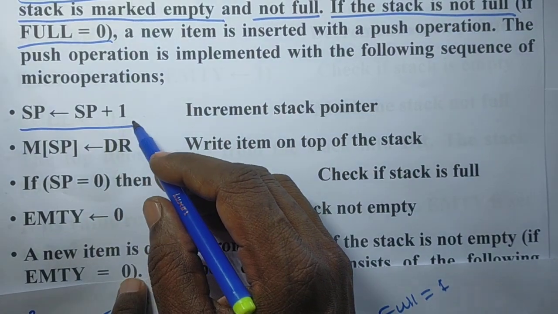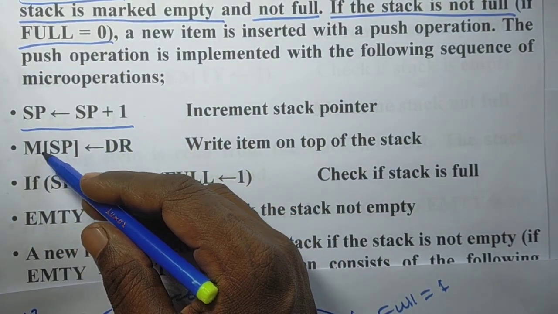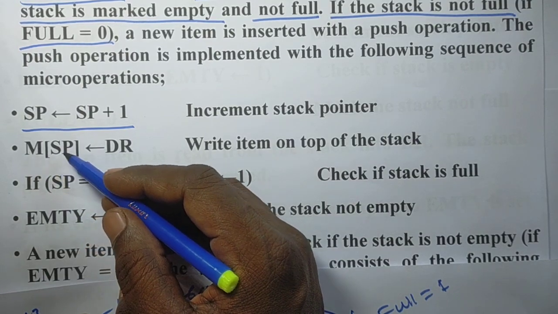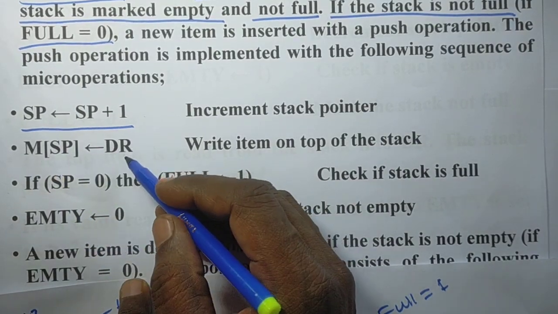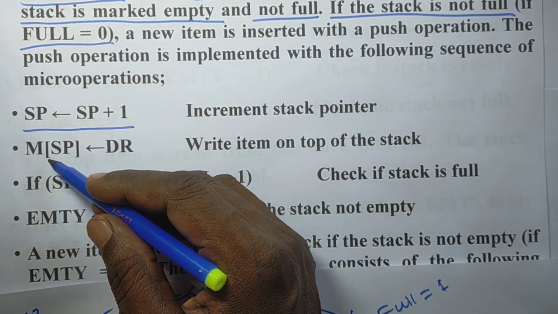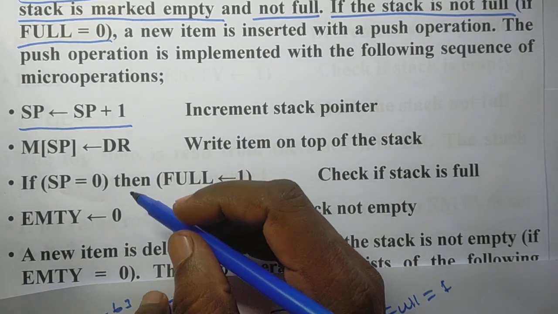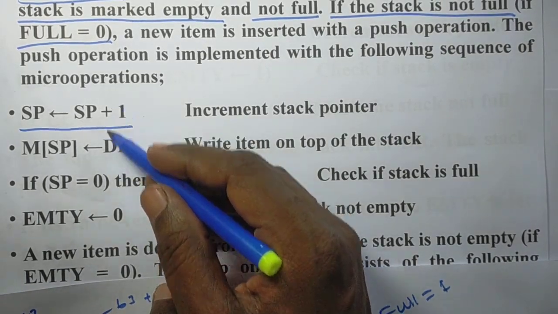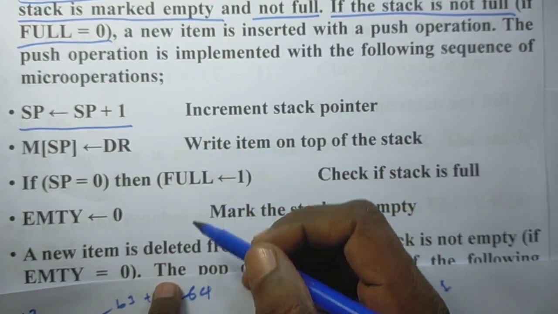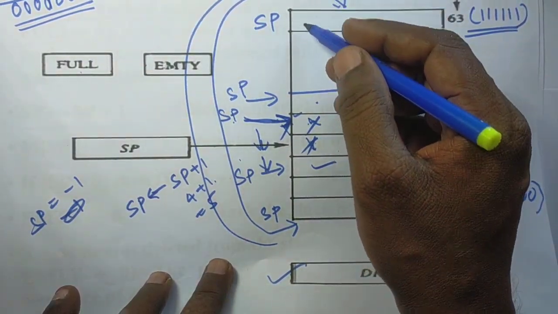Similarly, SP is equal to SP plus 1, then the data register transfers to the stack. Where the SP position is in the stack, the data is transferred from the data register to the stack. Whenever it fills up one after one, SP will increase up to here.